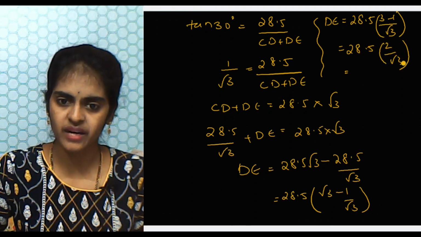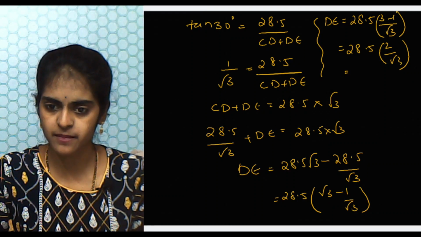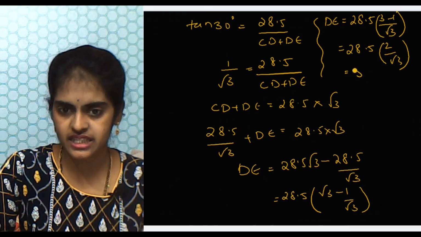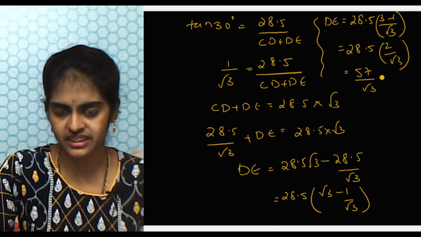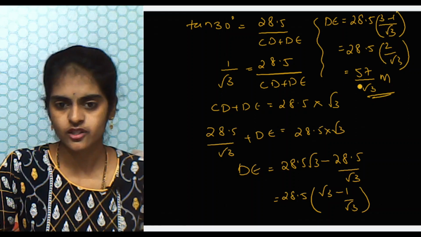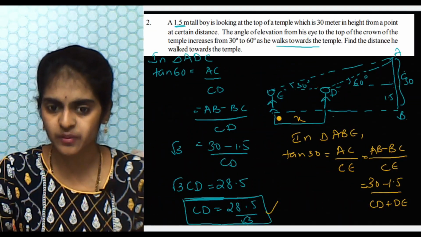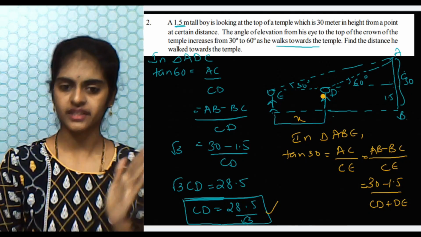Okay, which is nothing but 28.5 multiplied by 2, which is 57. So this is 57 divided by root 3 meters. Yes, this is how you get the value of DE. What is DE? DE is nothing but the distance the boy walked towards the temple.